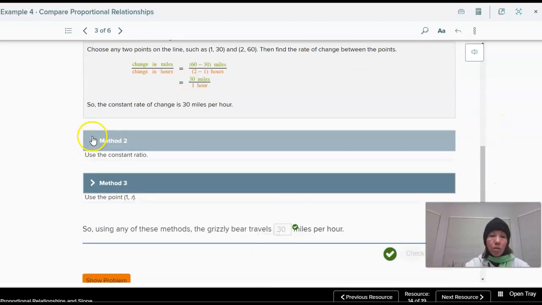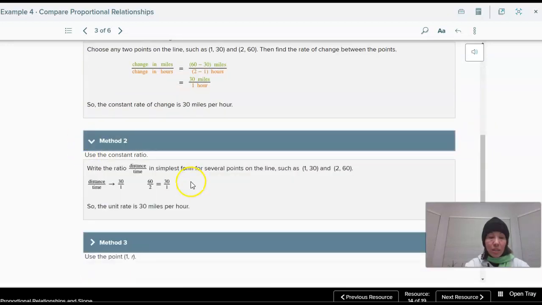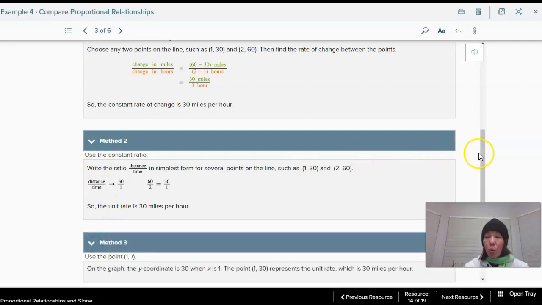Or another way you can do this is just y over x, distance over time. So for any point, 30 over 1, 60 over 2, you're going to get the exact same thing when it's a proportional relationship only. This only works for proportional relationships. Or we can just take this point, 1, 30.